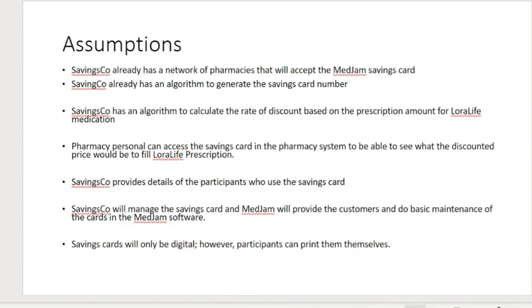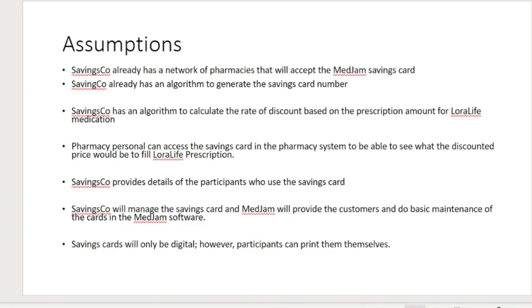So the assumption is that Savings Co will send over some data to us. We will maintain the customer, so we don't have to give out all the customer personally identifiable information over to Savings Co. We just give them what they need, and we maintain the record for the participant, so that we can handle any calls that they have around their own personal identifiable information, and we can stay within compliance with the regulatory bodies.